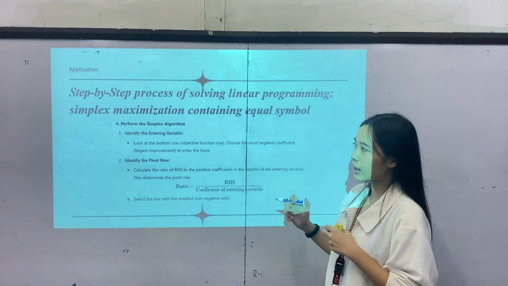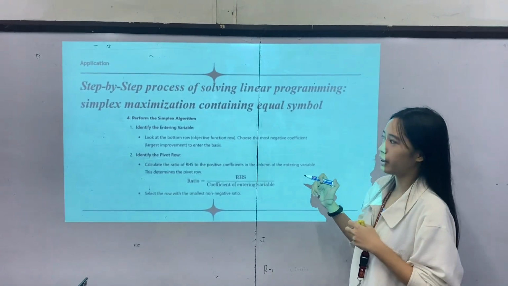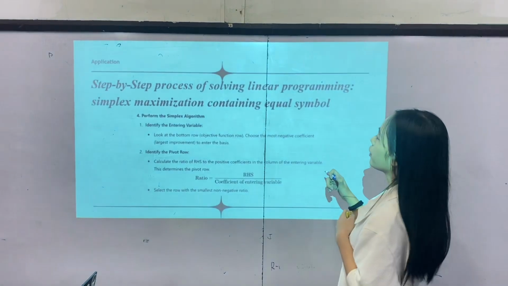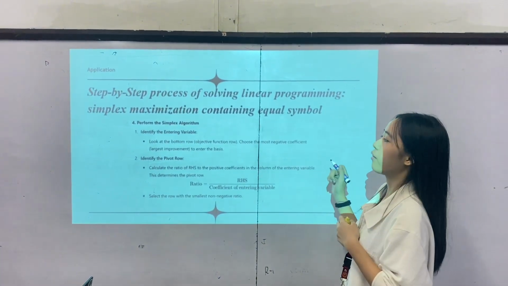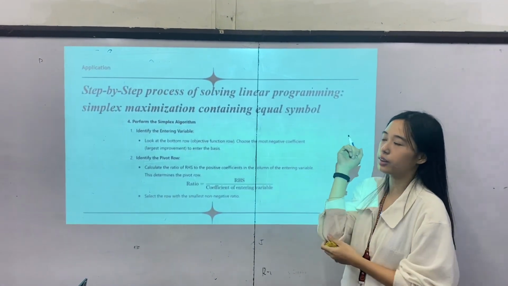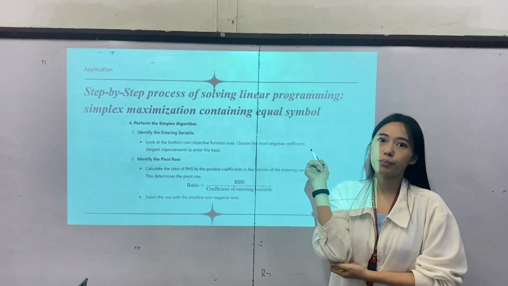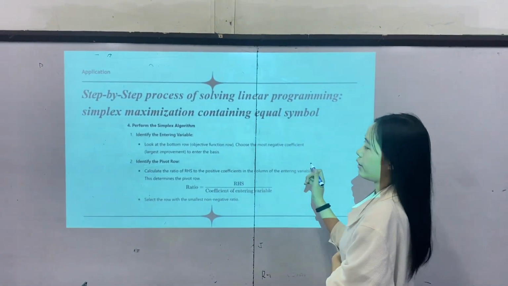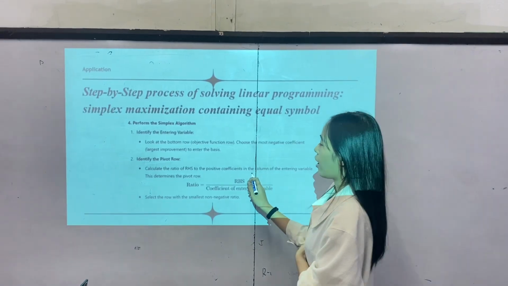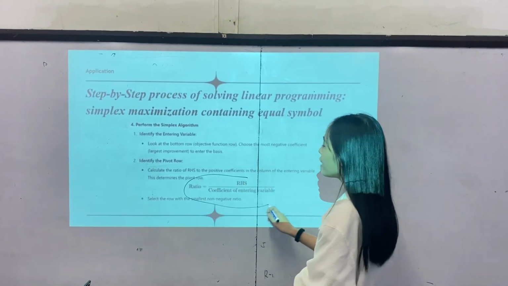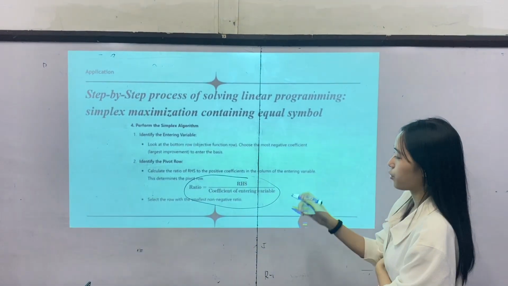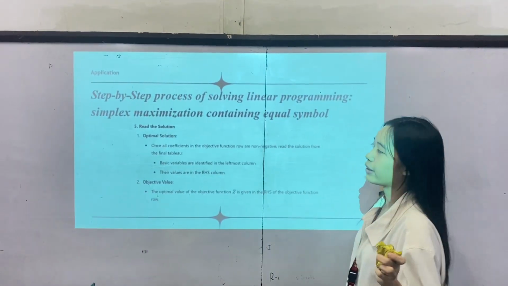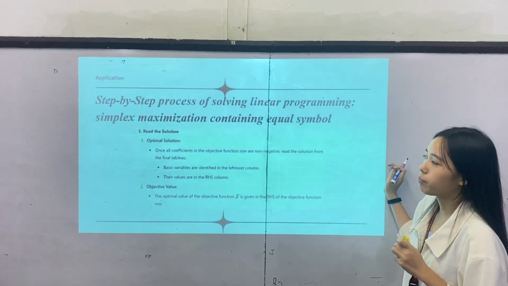So the next step is to perform the simplex algorithm. First is to identify the entering variable. You can identify the entering variable at the bottom of your initial simplex tableau, which is your objective function. Next step is to identify the pivot row with the formula of right hand side divided by the coefficient of the entering variable. And lastly is to read the optimal solution.